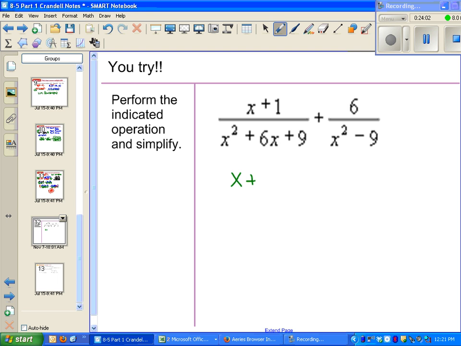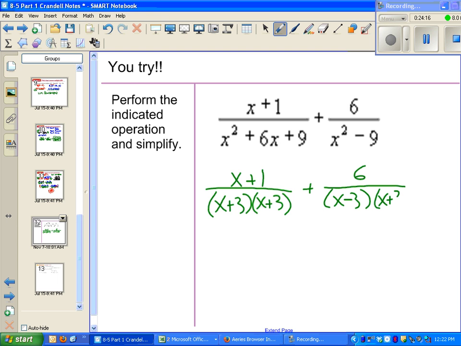Okay. So we have x plus 1, and then this factors into x plus 3 times x plus 3 plus 6 over x minus 3 and x plus 3. So when we find our LCD, we definitely need all of the first denominator, x plus 3 twice. And we already have an x plus 3, so the only thing we need left is an x minus 3. All right, so that's our LCD.